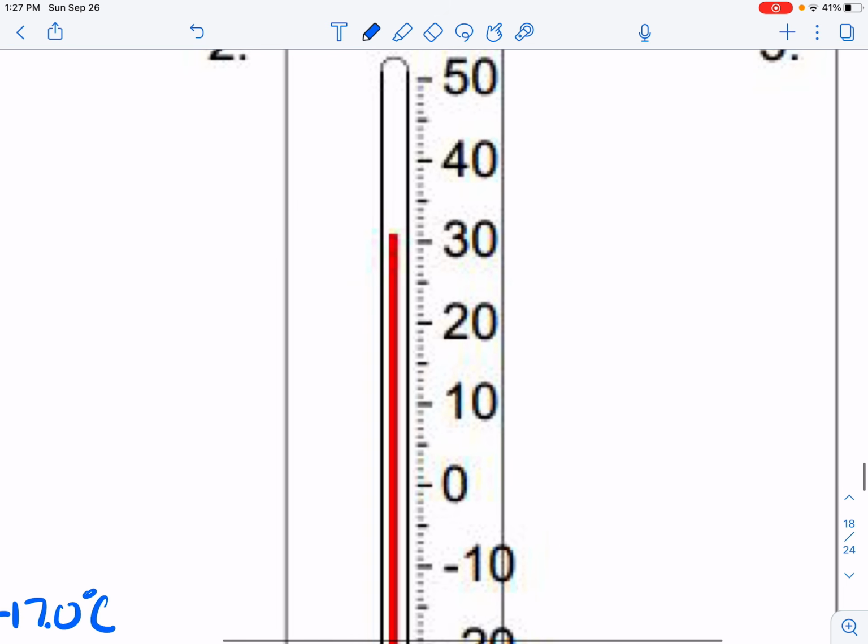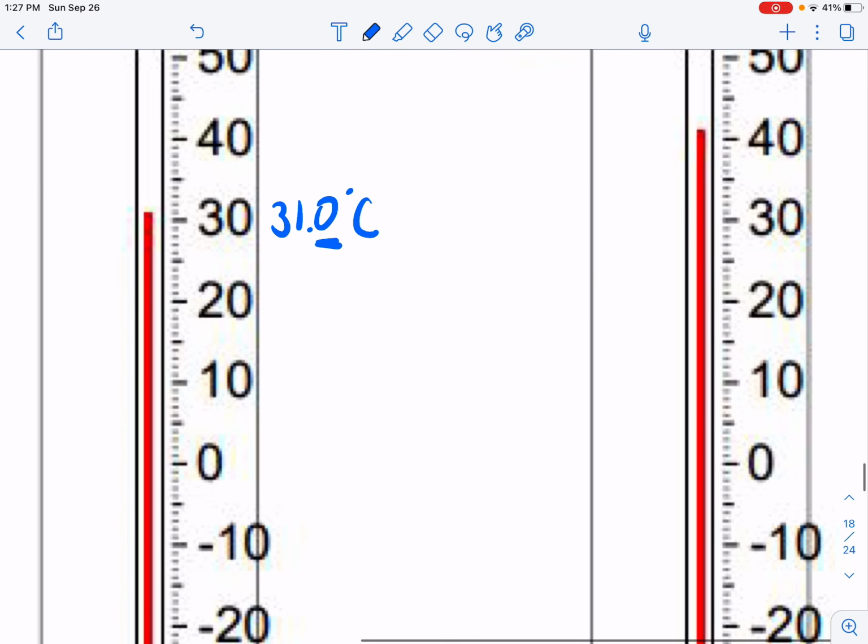All right. Over here, it looks like to me it's exactly at 31. So I'm going to write 31.0. What I'm certain of, plus one more digit, degrees Celsius. And last but not least, this one looks like it's exactly at 41. So I'm going to write 41.0 degrees Celsius. What I'm certain of, plus one more digit.